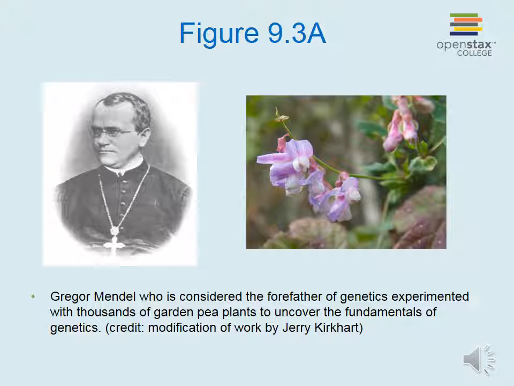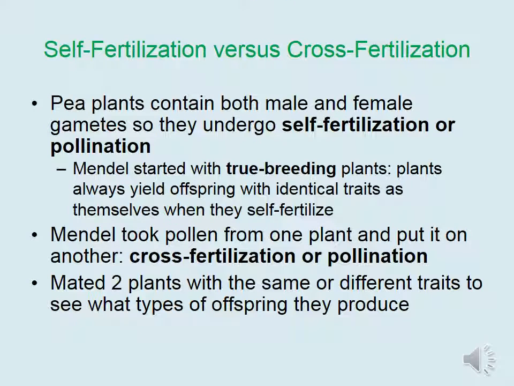Gregor Mendel, who is considered the forefather of genetics, experimented with thousands of garden pea plants to uncover the fundamentals of genetics. Pea plants contain both male and female gametes, so they undergo what's called self-fertilization or self-pollination. What this means is that one plant can produce its own offspring. Mendel started with true breeding plants. These are plants that always yield offspring with identical traits as themselves when they self-fertilize.